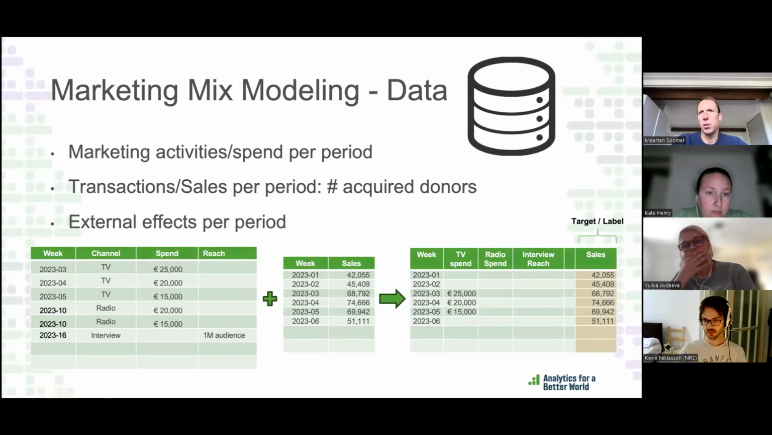So in this way, we build a model set by combining different data sets together. So for marketing mix modeling, data collection can be quite challenging, but we have now built the data set that goes into our marketing mix model.